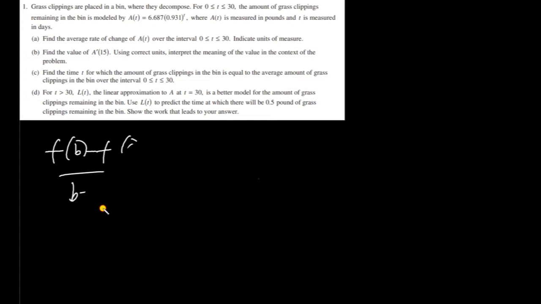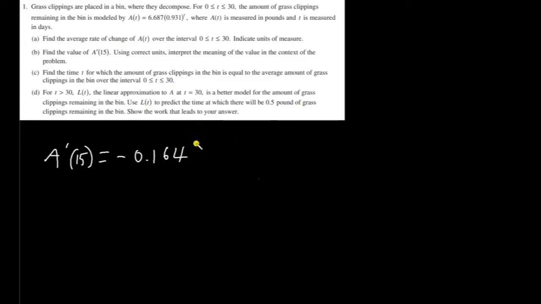Part B. Find the value of A'(15). Using correct units, interpret the meaning of the value in the context of the problem. So this is just going to be put into your calculator for A'(15). You can set your calculator to find the derivative of a function at a certain point, right? So you'll find A'(15) straight in your calculator, and it comes out to be negative 0.164. And then just like for the average rate of change, think of this as dA/dt. It's A(t) on the top, t on the bottom, so it's pounds per day for the unit.